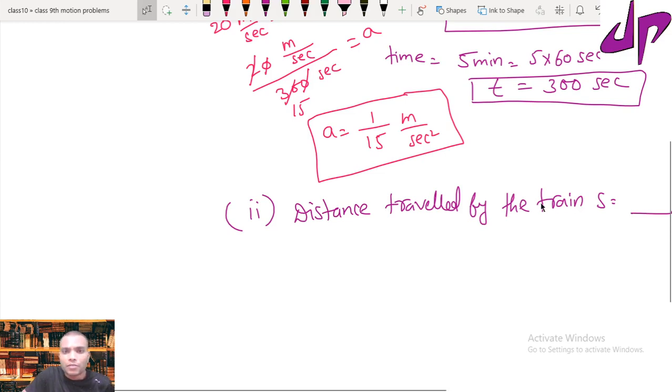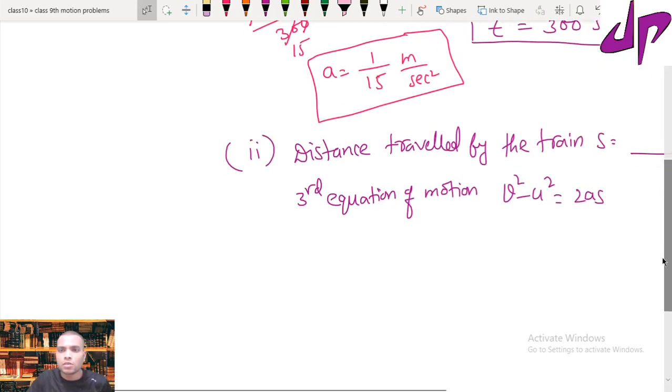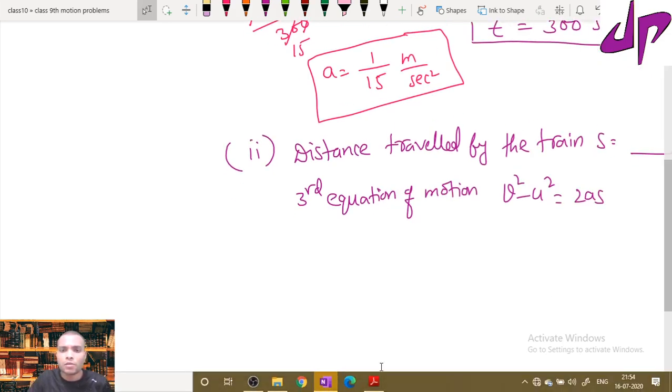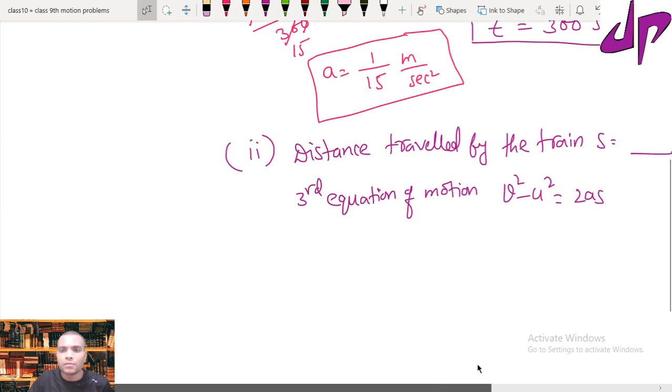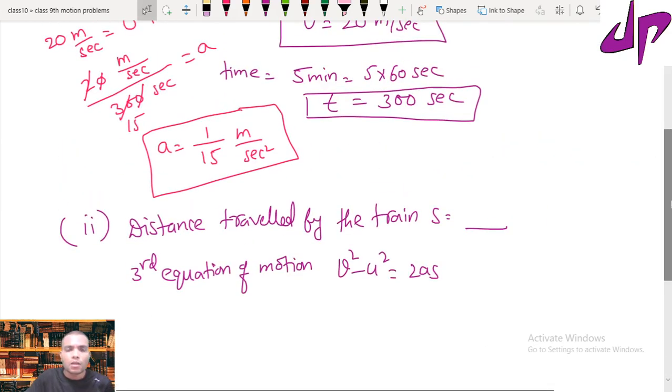And we know the third equation of motion. From the third equation of motion, that is v square minus u square equal to 2as. Why did I choose this? Because I know the final velocity value, and I know the initial velocity value, and I know the acceleration. Now we can substitute those values.